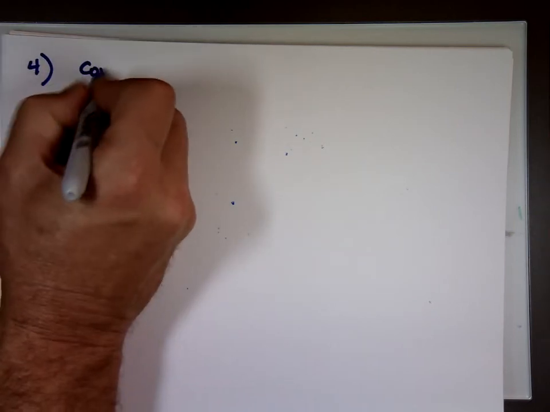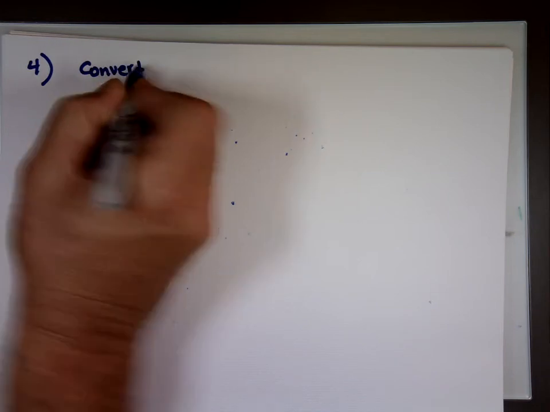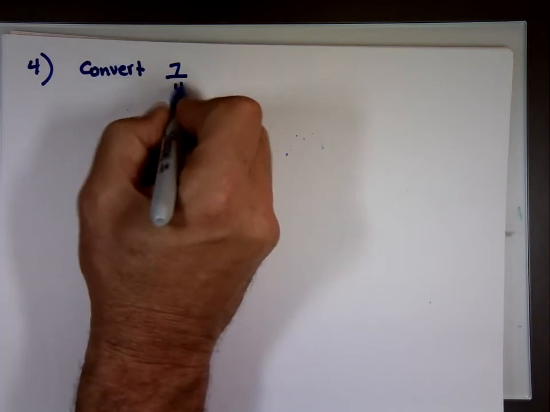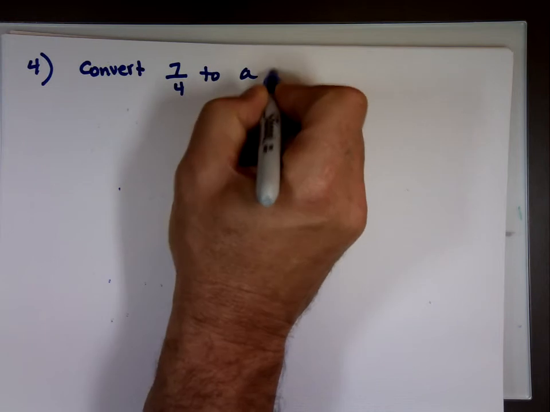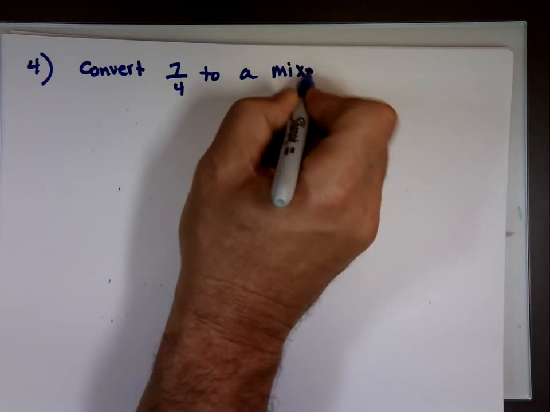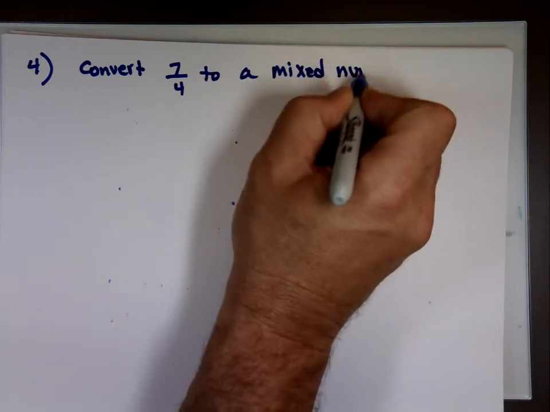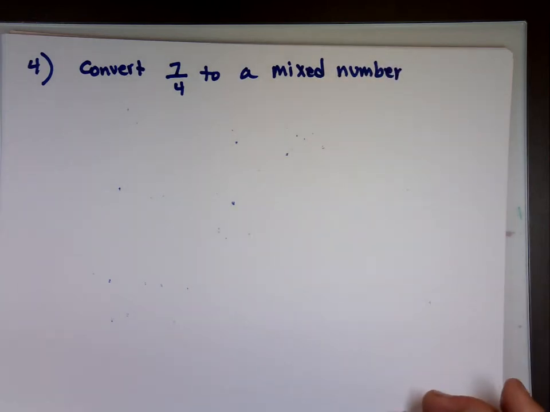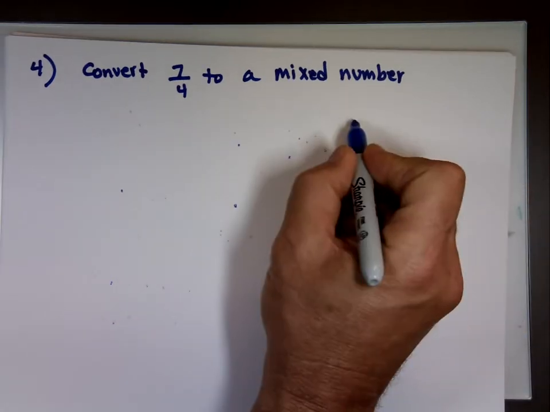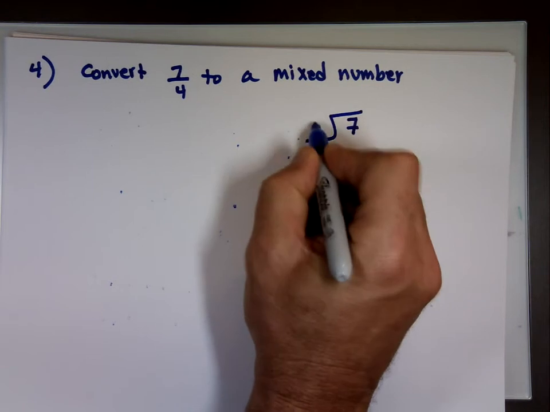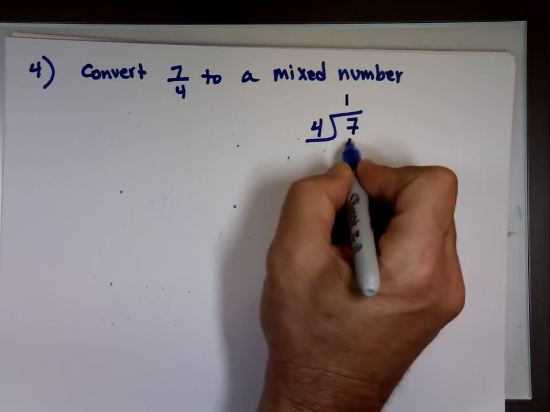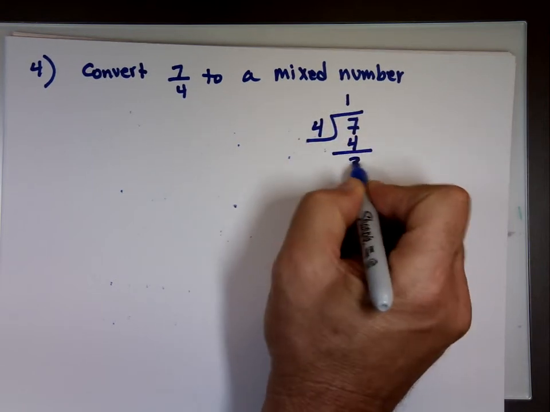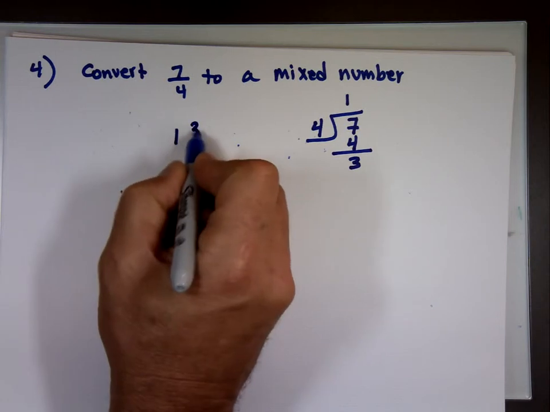Convert 7 over 4 to a mixed number. Convert to a mixed number. So how do we go from improper to a mixed number? Divide. 1 times 4 is 4. What's the remainder? 3. So 1 and 3/4.